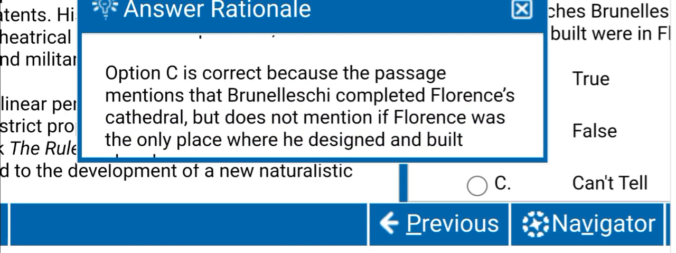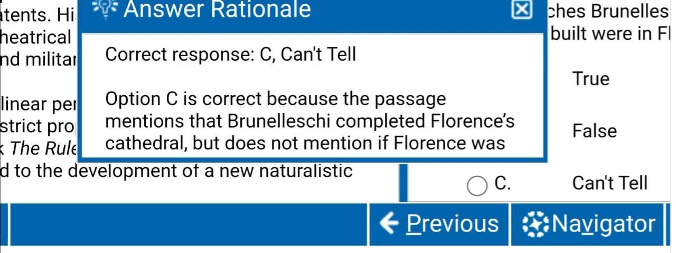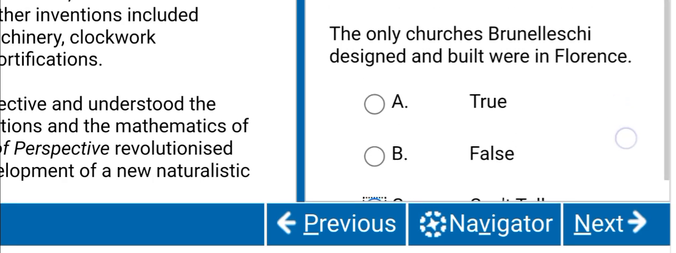So option C is correct because the passage mentions that Brunelleschi completed Florence's cathedral but does not mention if Florence was the only place where he designed and built churches. So he doesn't mention. That's because we can't tell whether it is the only place or not. That's why the right option is option C, which is can't tell.